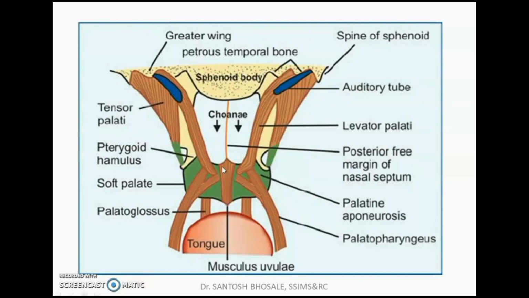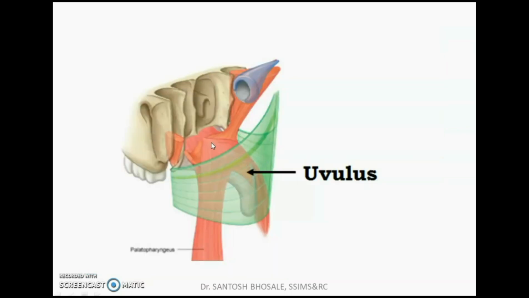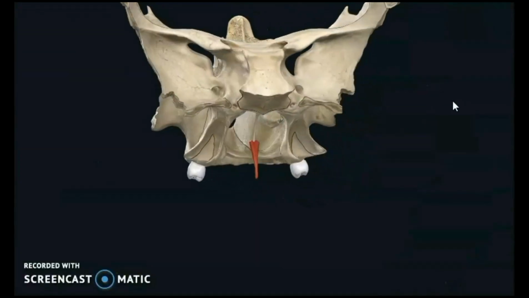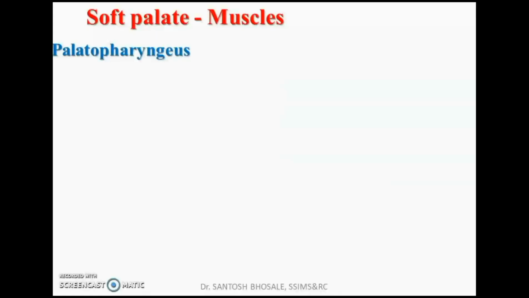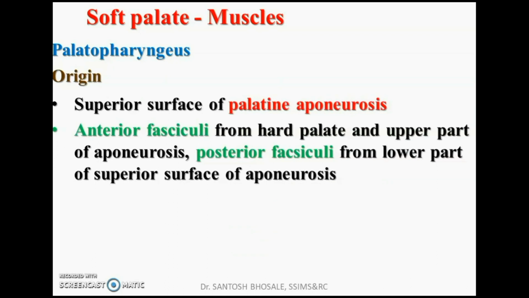And you can see tensor veli palatini and levator veli palatini, musculus uvulae. That is uvula. So tensor veli palatini, levator veli palatini come from the base of skull and end in palate. That's why their name also ends in palati. Whereas musculus uvulae is a midline muscle. It begins and ends in palate. And the two inferior muscles are now palatopharyngeus and palatoglossus.